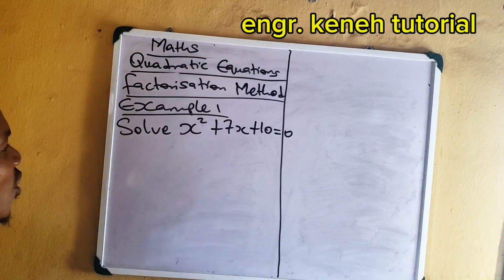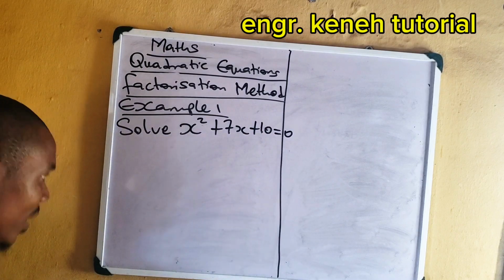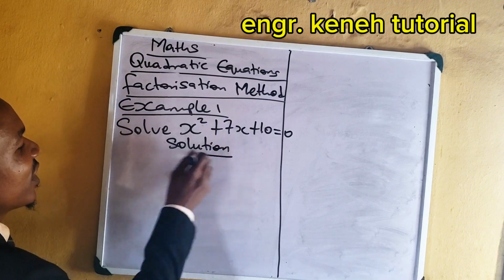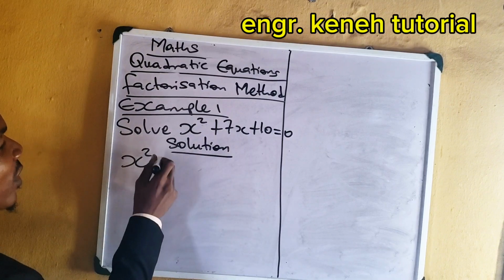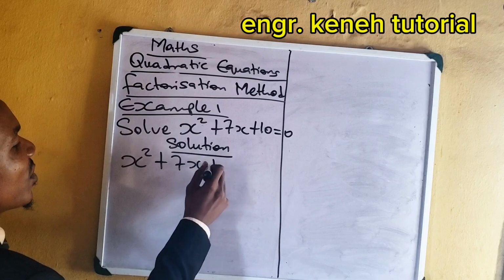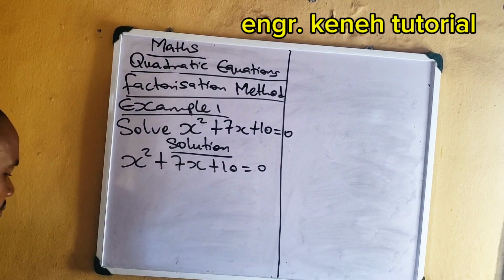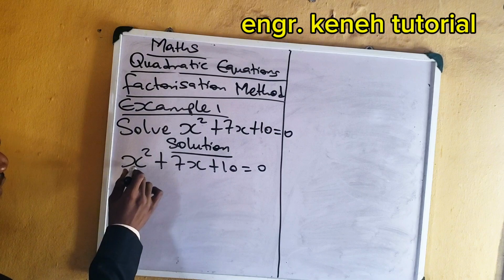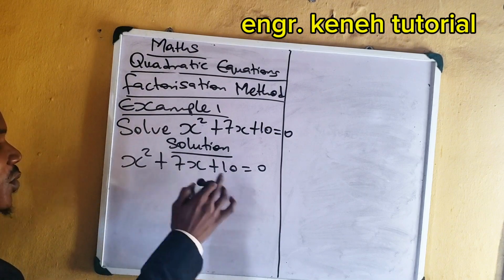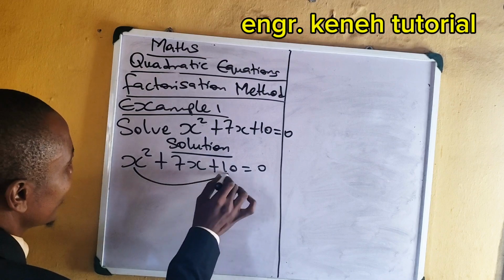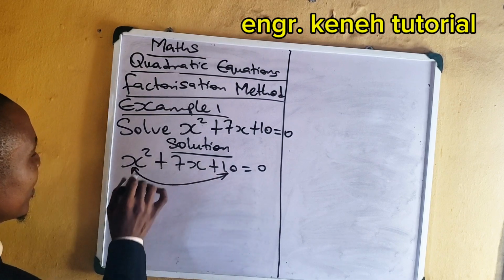Example 1 says solve x squared plus 7x plus 10 equals 0. If you want to solve this, let me write the solution and bring down the question they asked us. We have this equation, x squared plus 7x plus 10. If you want to solve this, first of all, you consider this one that has power of 2 and this one that does not have power. Can you see it? This and this.